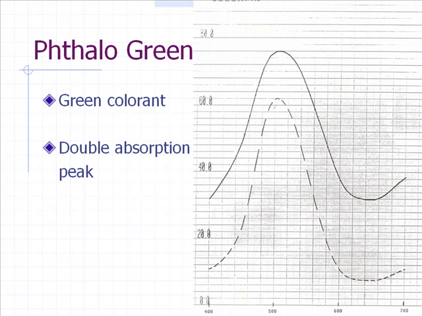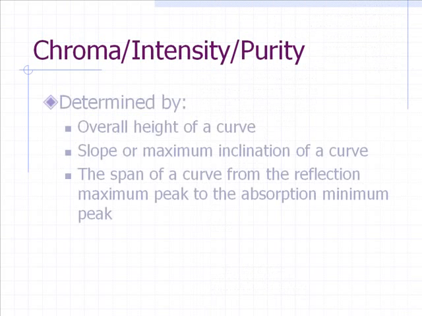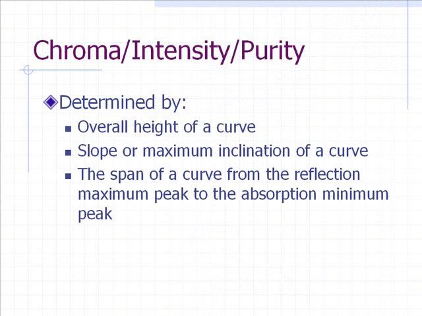All right, the next thing we can talk about is the chroma of the color, or the intensity or purity. All those words are sometimes used interchangeably depending on who you're talking to. It's determined by the overall height of the curve, slope or maximum inclination of the curve, the span of the curve from the reflection maximum peak to the absorption minimum peak. We can look at our curves.